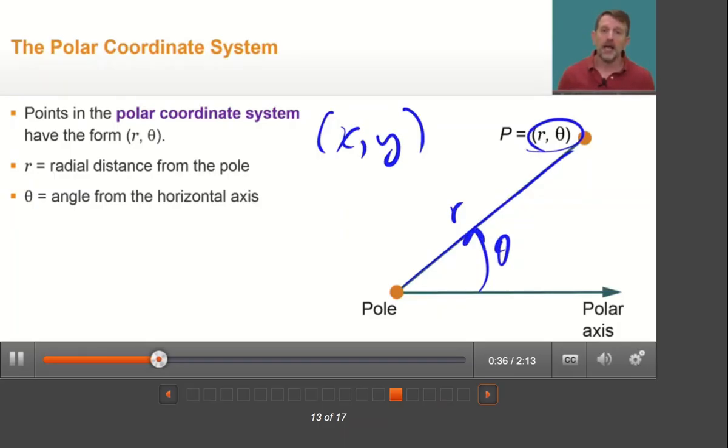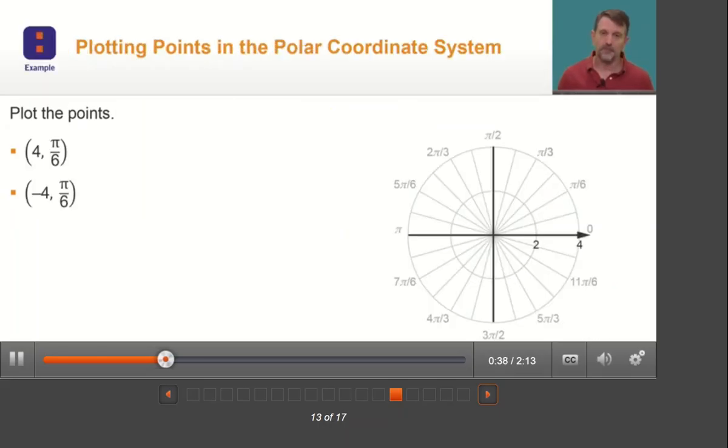Let's take a look at the following example. Let's plot the point (4, pi over 6). We can see that it has a radial distance of 4 from the origin, and its angle is counterclockwise from the x-axis and is pi over 6. To plot the point, we make a line of length 4 from the origin on the x-axis and rotate it pi over 6.